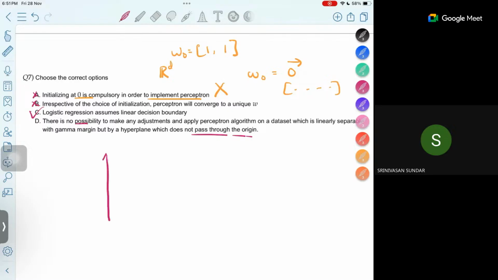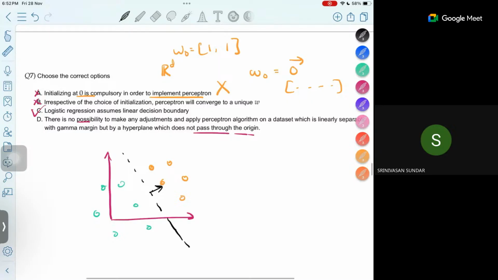So if you have a data set like this, we can introduce a bias term. Instead of W transpose X, we can have W transpose X plus B. So we can classify the data points like this also. This is also acceptable. Of course, this is not the perceptron that we have seen in the lectures, but it doesn't mean that it cannot be modified to come up with some algorithm like this.